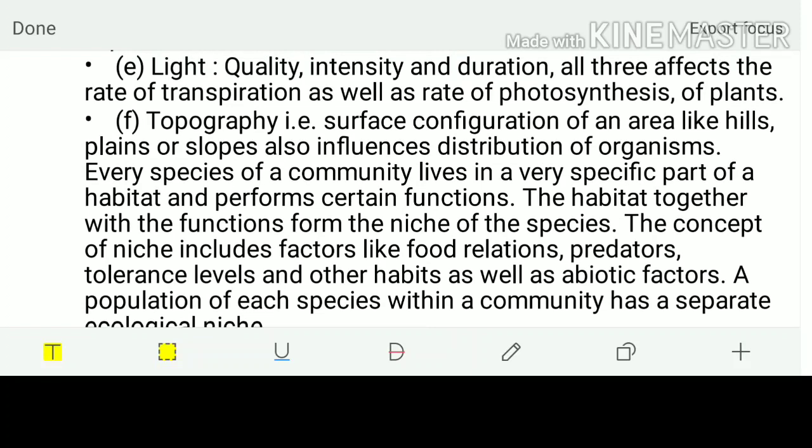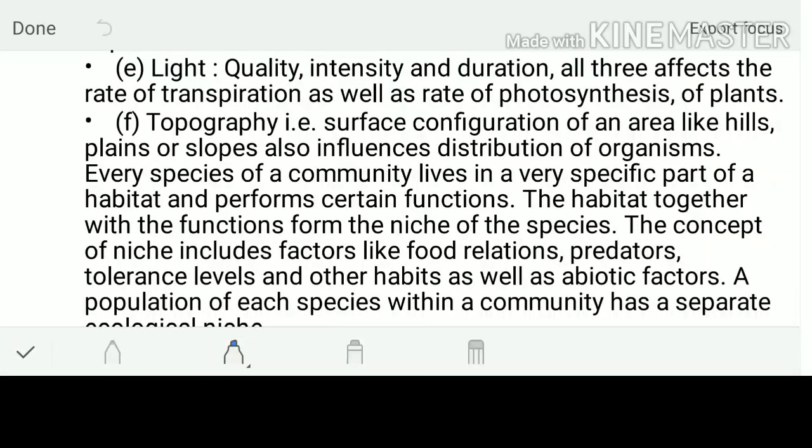We have light as well, and the quality, intensity and the duration of light matter. All three affect the rate of transpiration as well as the rate of photosynthesis of the plants. We do know about the SDP, DNP and the LDP type of plants as well, like the short day plant, day neutral plant and the long day plant. Ultimately they flower on the basis of the amount of light available to them.